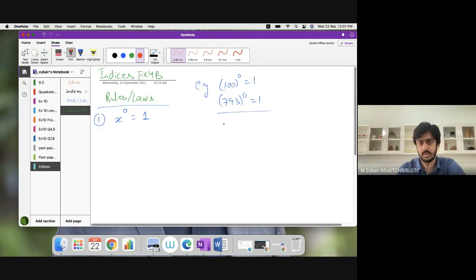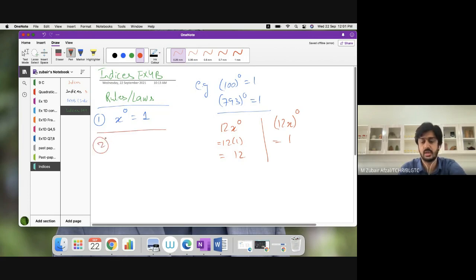And when we have, suppose, 12x^0, in this case this is 12 into 1 because 0 is on x, so the answer is 12. But if we have, suppose, 12x in brackets, whole raised to power 0, then the answer is again 1. So this is the first rule.